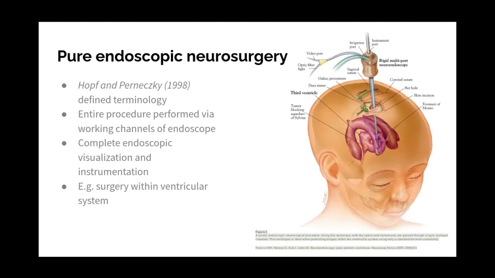So in terms of kind of classifications, these two authors, Hoff and Przenski, back in 1998, defined endoscopic techniques into three major categories. So the first is purely endoscopic neurosurgery. So this is what you see here on the right, where you have a single burr hole going into the ventricle, and everything, including irrigation, any instruments, all are inserted through that single channel. So this is considered purely endoscopic neurosurgery.